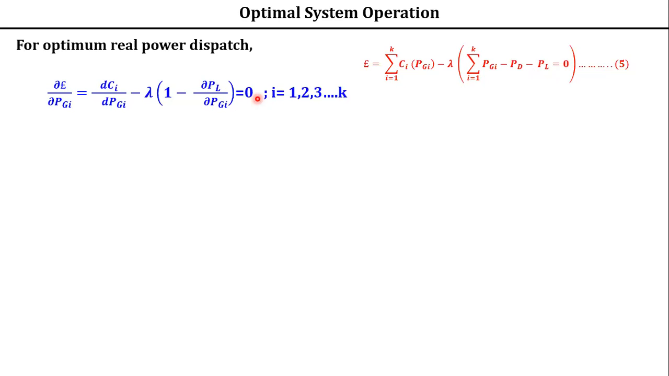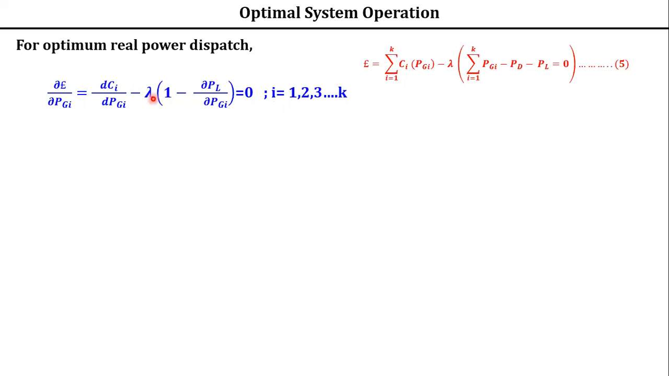Clear? So where i is equal to 1, 2, 3, ... K. That means K is the number of generating stations or plants. Hope you understood this one. Taking the Lagrangian multiplier, then the partial derivative of this equation 5 has resulted in this form. Understood. So now this part we have equated to 0, so we have to get the value for lambda.